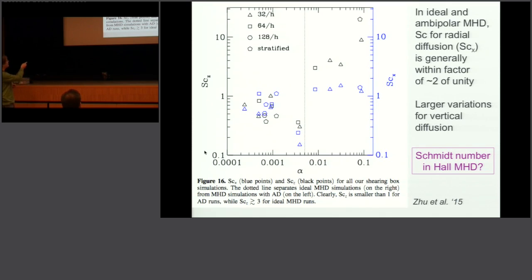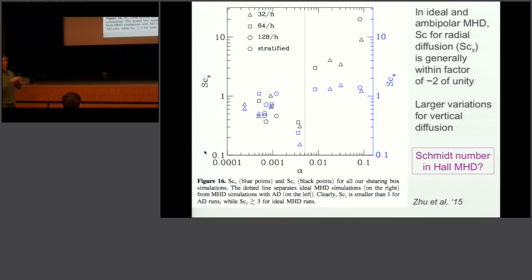And what's plotted is the Schmidt number, in the vertical direction for vertical diffusion, and in the radial direction, which is what we're really talking about here. And these are different simulations with different parameters used, basically numerical parameters determining what those simulations are like. And what you can see is that generally speaking, this radial Schmidt number, the blue points, are within maybe a factor of 2 of unity.